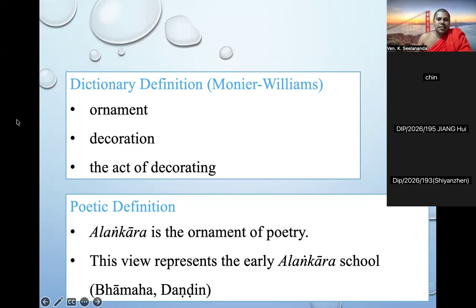And another definition is from the poetic. Alankara is the ornament of poetry. We can take this word to define as the ornament of poetry. And this will also represent the early Alankara school. Bhamaha, Dandin, Udbhata, Rudrata, all of those rhetoricians or Alankarikas represent this meaning, this view, the poetic definition. They consider Alankara is the major thing for poetry.